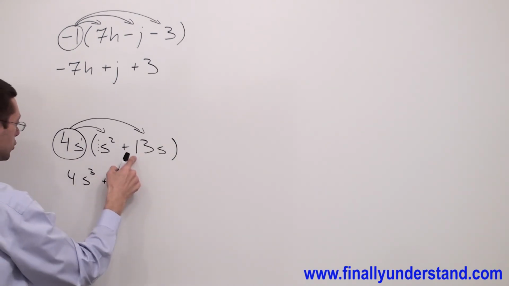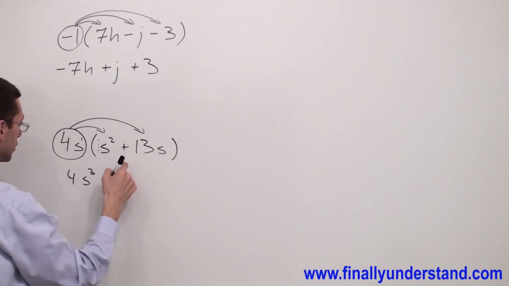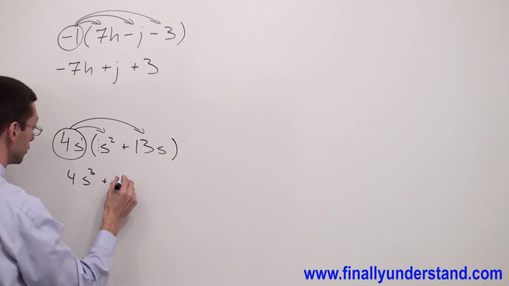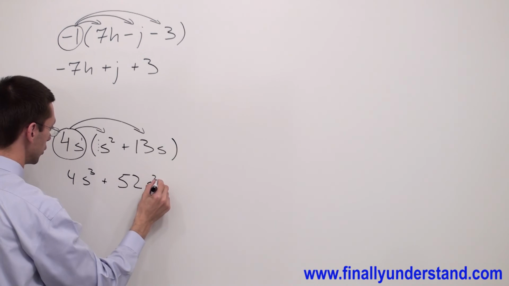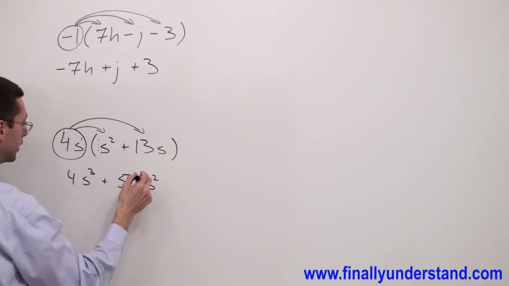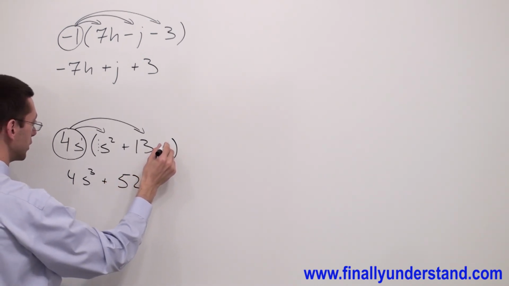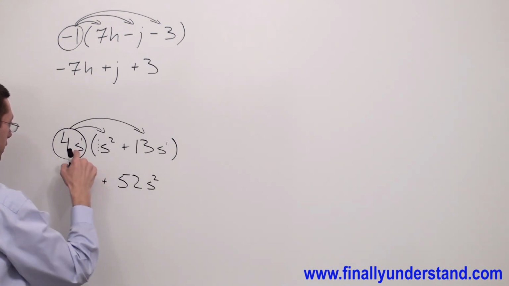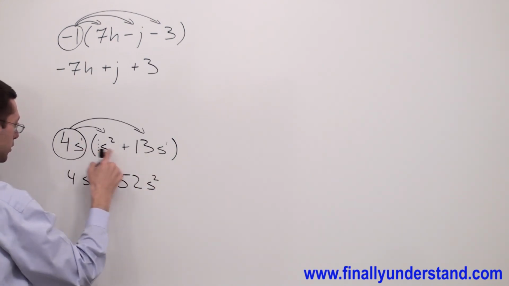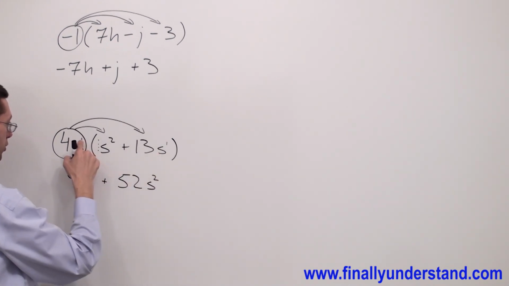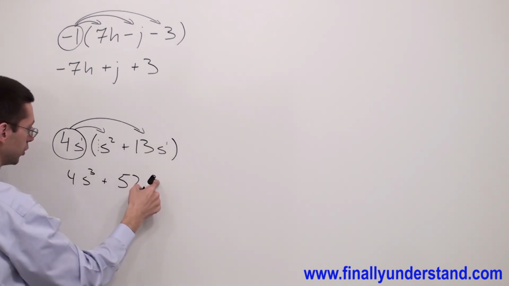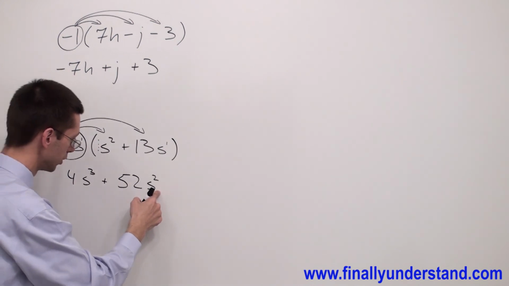4 times 13 is equal 52s squared. Remember, anytime I have no exponent, there is an invisible 1. Anytime I multiply the variables with the same base, I keep the base and add exponents. 1 plus 1 gave me 2. This is the solution to my problem.